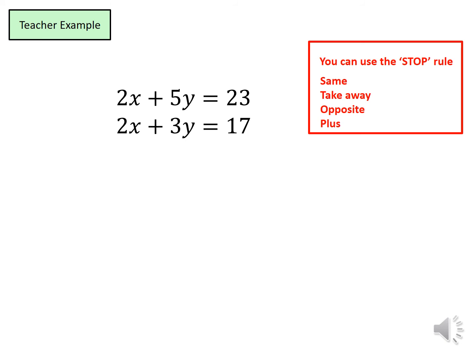Now you need to remember that in front of this 2x, both of these are positive 2x's. Therefore, the signs are the same, so we are going to take away. We're going to do 2x take away 2x, plus 5y take away plus 3y, and 23 take away 17.